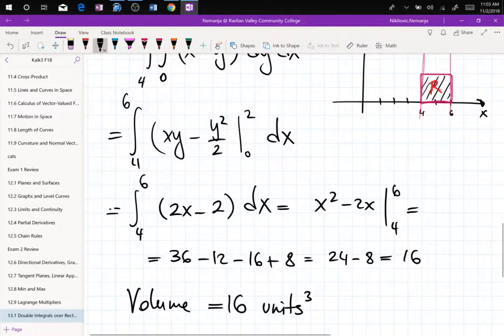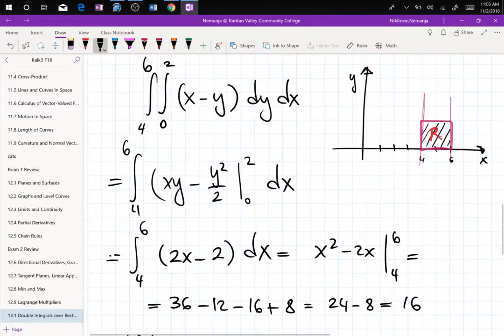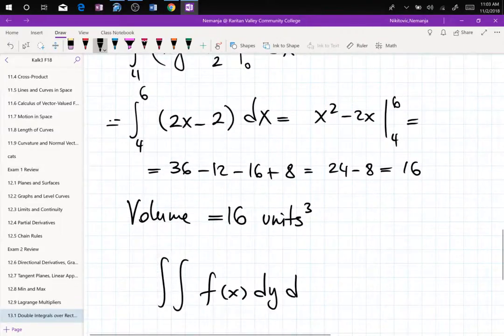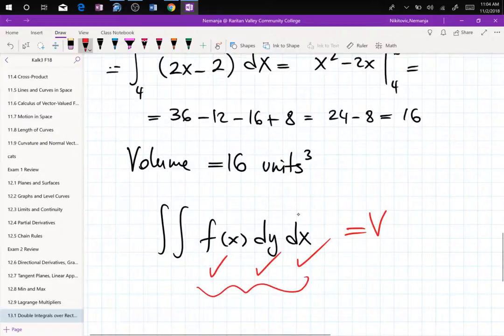Why is it volume? Well, we dealt with 3 dimensions. I have this situation. Dimension number 1, dimension number 2, dimension number 3. It must give me the volume as the answer. So these are 3 dimensions. So it better give me the volume at the end.